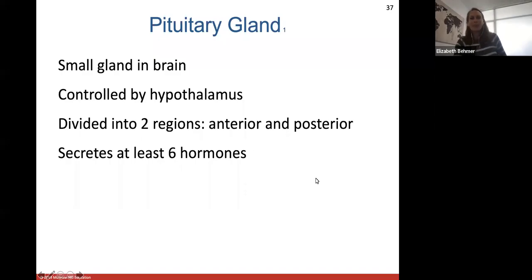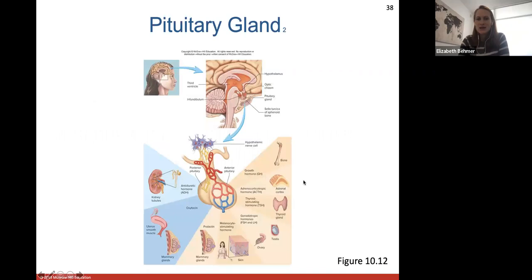We divide your pituitary gland into two regions, an anterior part and a posterior part. Your pituitary gland secretes at least 6 hormones, more like 7 or 8. We'll go over that, but the different regions of your pituitary gland will secrete different hormones that we'll see.